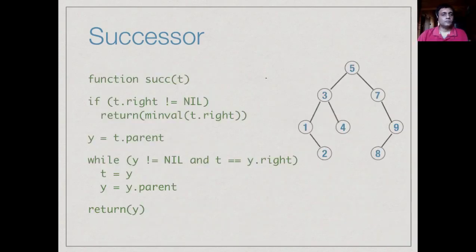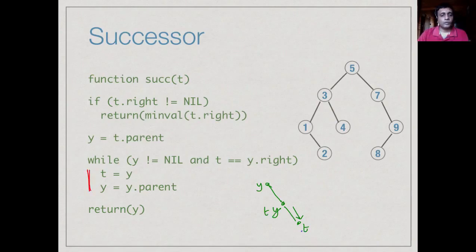Here is a simple pseudocode for this. We want to find the successor of a node t. Now if this node has a right pointer, then we just return the minimum value of the right subtree. On the other hand, if it doesn't have a right, then we need to go up and find the first place where the path turns right. So we start with t and then we compute its parent, which we call y. So long as this direction is right, we keep moving up. So we go to one more parent and we move t up. That's what's happening in this loop here.